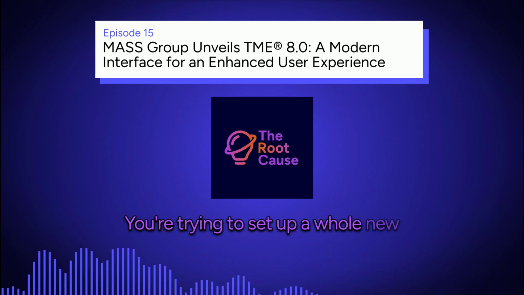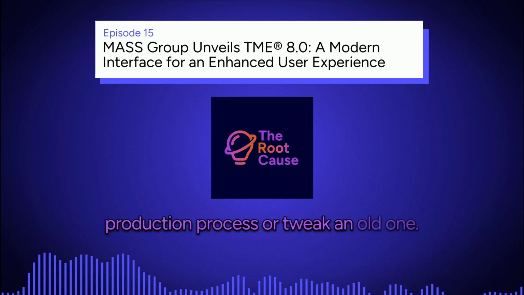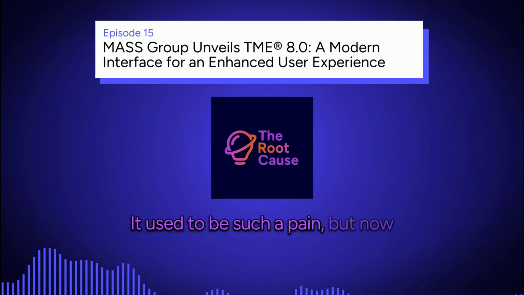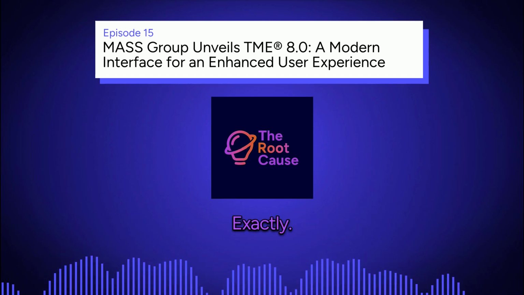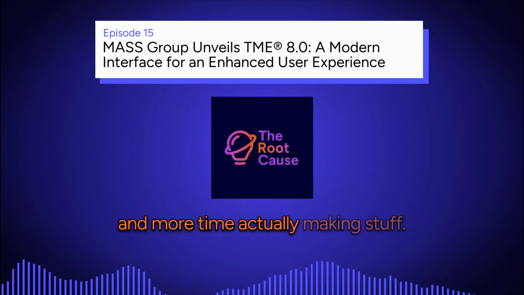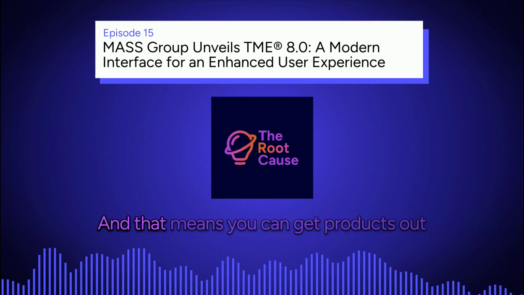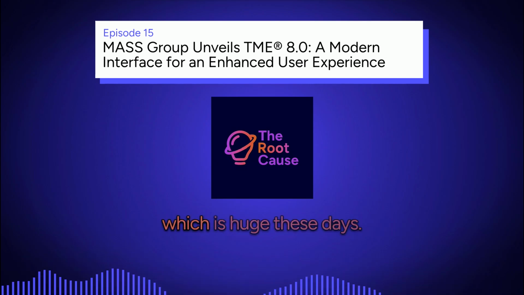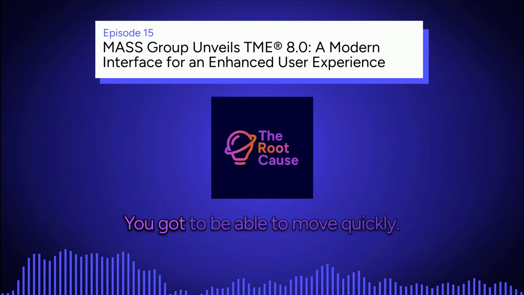You're trying to set up a whole new production process or tweak an old one. It used to be such a pain. But now it's simple. Exactly. Right. More intuitive. So less time messing around with settings and more time actually making stuff. Exactly. And that means you can get products out the door faster. Which is huge these days. Oh, absolutely. You got to be able to move quickly.